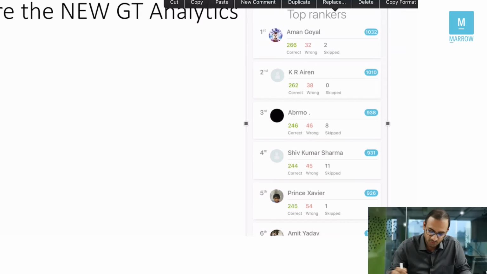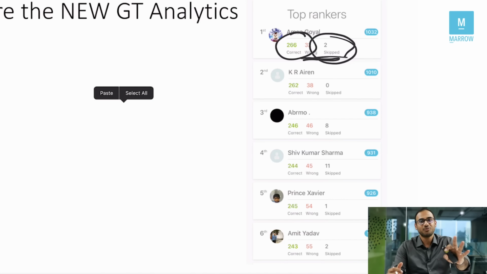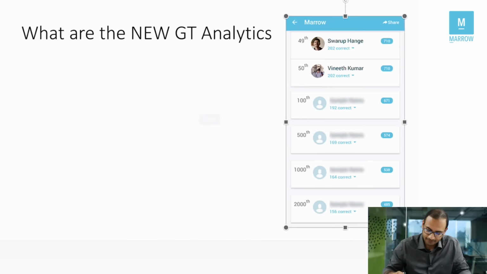After that, what you can also analyze is the toppers. What did toppers do? How many did they get correct? How many did they get wrong? How many did they skip? So this gives you the benchmark right from the start, right? You know what the topper has done, and you know what you have to do to get there. So 266 were correct and 32 were wrong, and he skipped 2 questions, right? So this is the power of your new analytics.